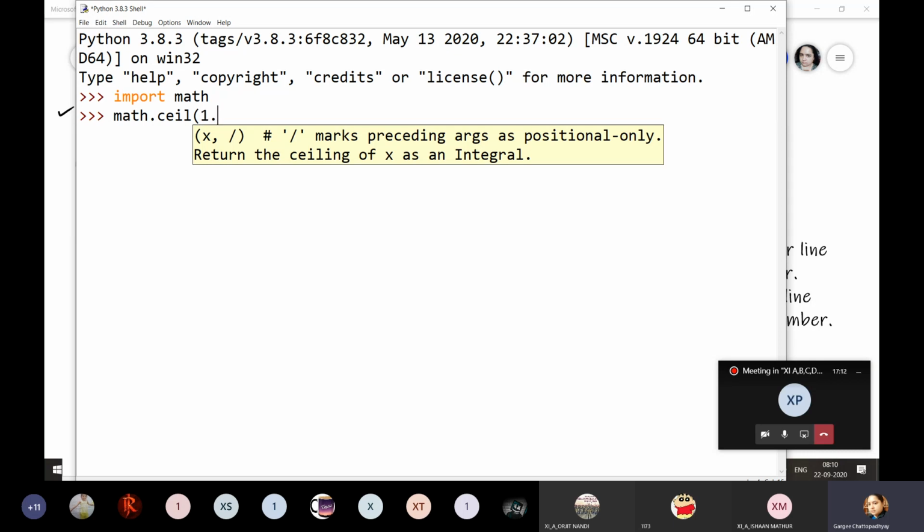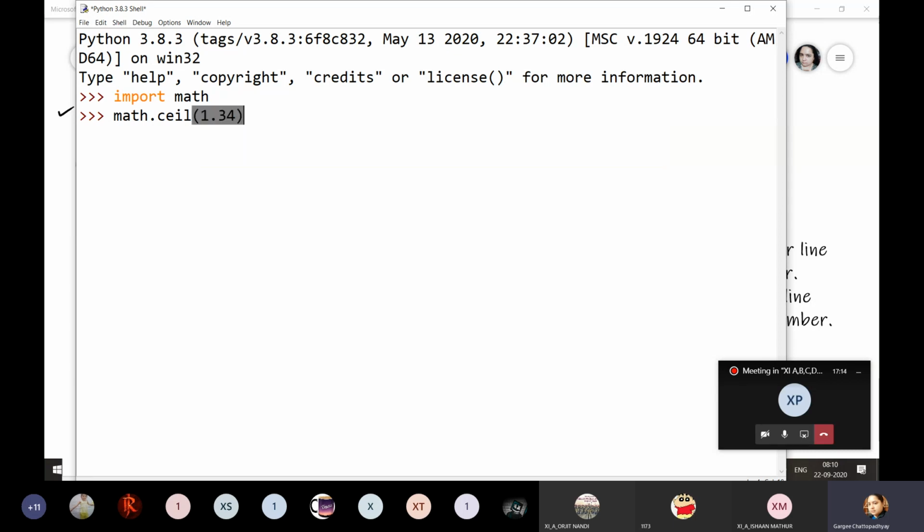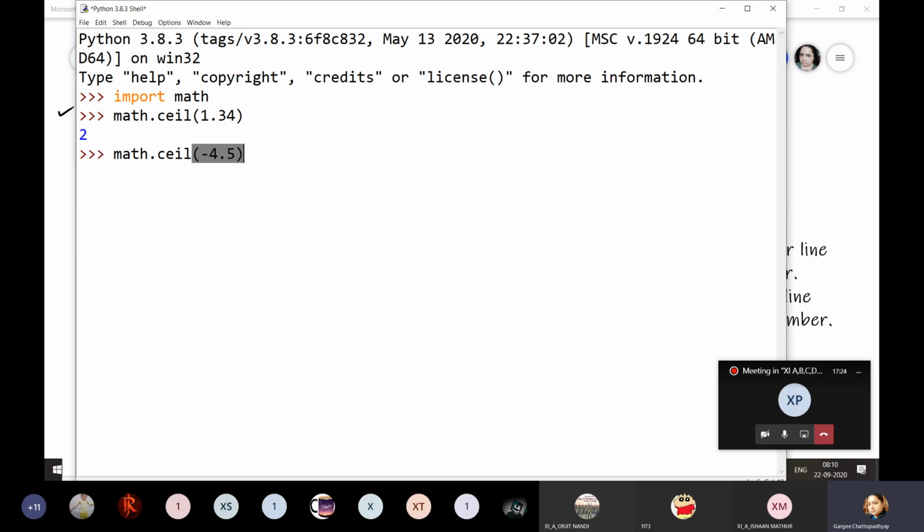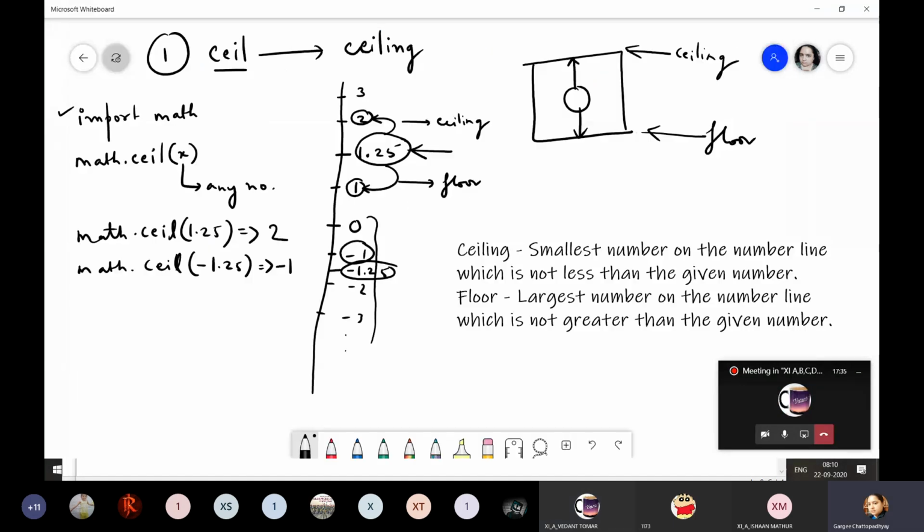So I write 1.34. I'll get the ceil as 2. I write math.ceil(-4.5). What value should I get over here? Minus 4. Got it? Now, this is the ceil function.